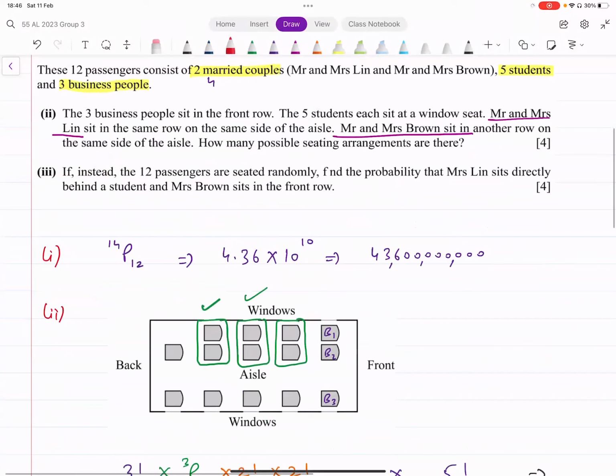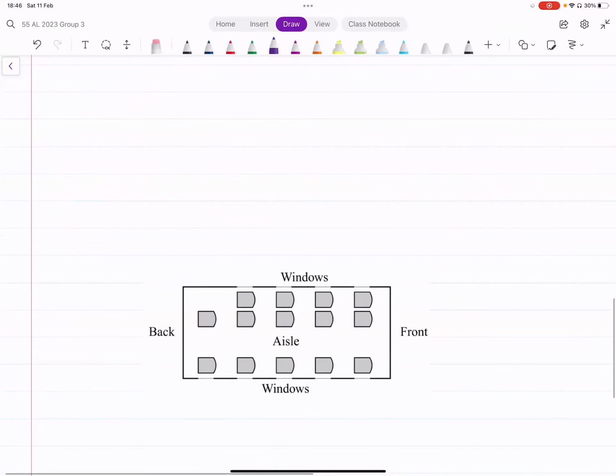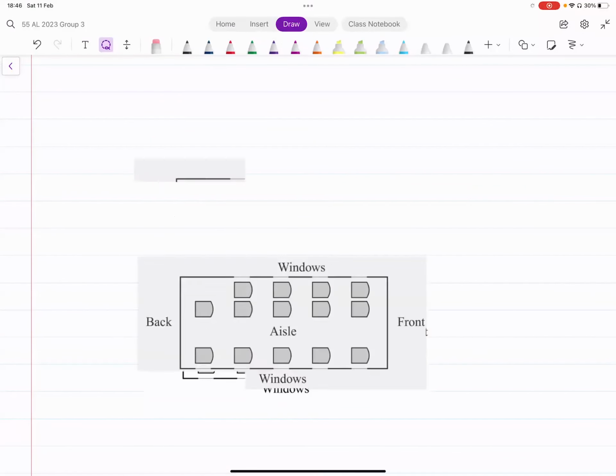The last part says, if instead the 12 passengers are seated randomly, so now you're seating them randomly, find the probability that Mrs. Lynn sits directly behind a student and Mrs. Brown sits in the front row. Now you've got another set of conditions. Mrs. Lynn has to sit directly behind a student and Mrs. Brown has to sit in the front row. Okay. Now let's use this other diagram that I copied here.